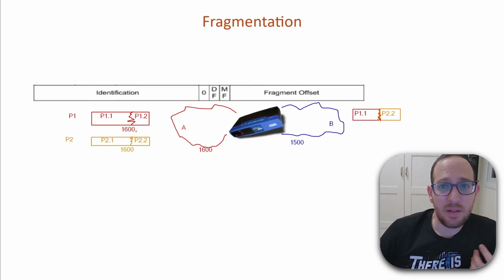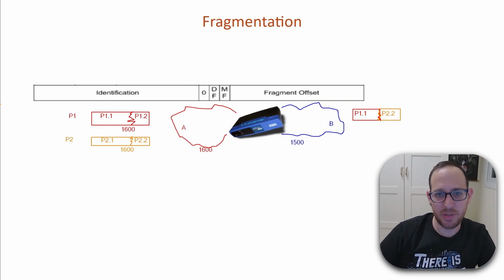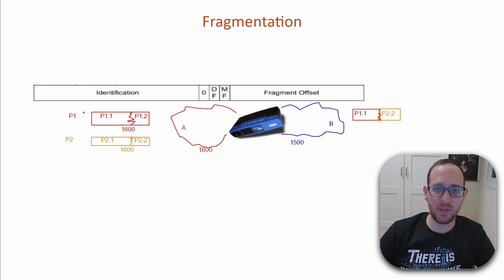To do that, we'll take a look at that line within the IPv4 header that we've neglected so far and give it some importance. So the first thing here is to be able to know that both of these fragments, the red fragments, belong to the red packet, to packet 1 and not to packet 2.